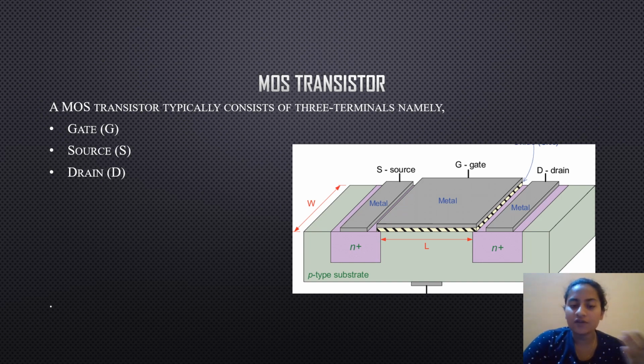The width of the substrate is given as W. Here the source, drain and gate are internally connected. When the power supply is applied to the source or the drain, most of the time the source will have the power supply, and then the connection will be taken internally.